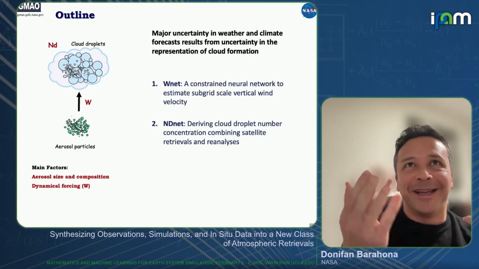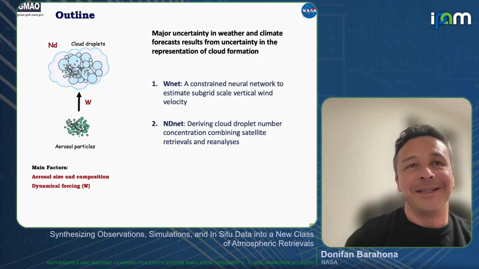I should have mentioned that now that I see it up there: having this right is very important for us because there is a major uncertainty in weather and climate predictions related to how clouds are formed and how they evolve, and you know that too.